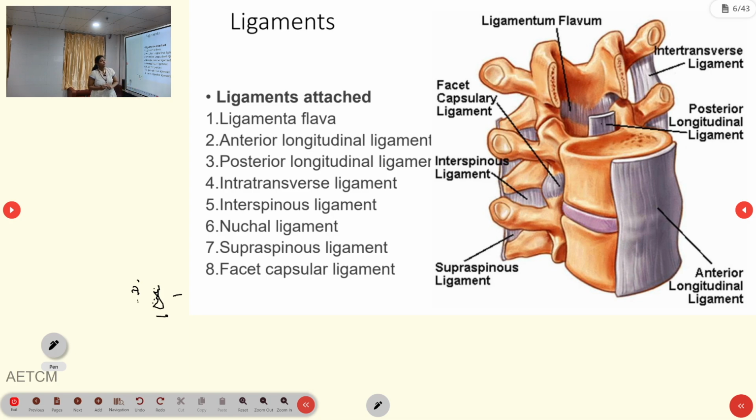There are other ligaments also, that is the interspinous ligaments, which are present between the spinous processes of the adjacent vertebrae, and also the nuchal ligaments, that's not there here. And also there is the facet capsular ligament. The facet capsular ligament is the ligament which is present around the Z joint, or the facet joint.